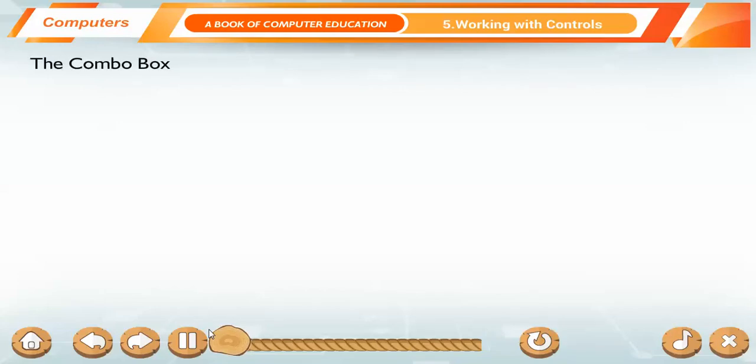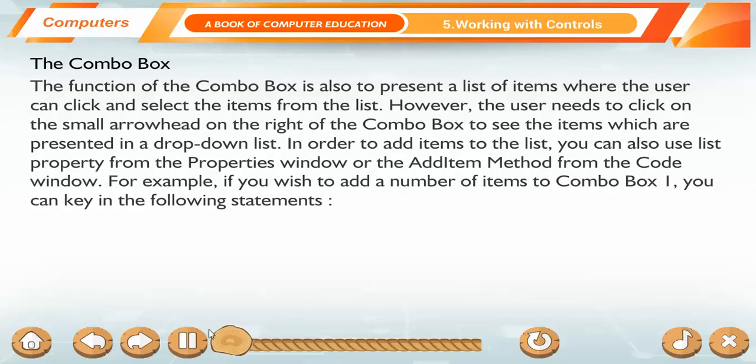The combo box. The function of the combo box is also to present a list of items where the user can click and select the items from the list. However, the user needs to click on the small arrowhead on the right of the combo box to see the items, which are presented in a drop-down list. In order to add items to the list, you can also use the List property from the Properties window or the AddItem method from the code window.